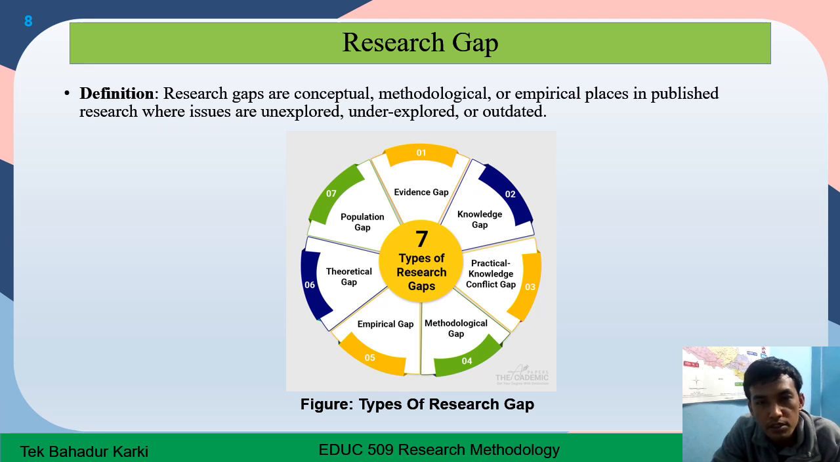And first one is the evidence gap. There can be a gap of the evidence, and that is called evidence gap. And there can be a gap of knowledge, that is called knowledge gap. And practical knowledge conflict gap. And fourth one is the methodological gap. And also the empirical gap, theoretical gap. And finally the population gap. And these are the major gaps in our research.